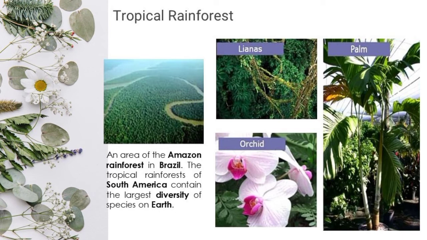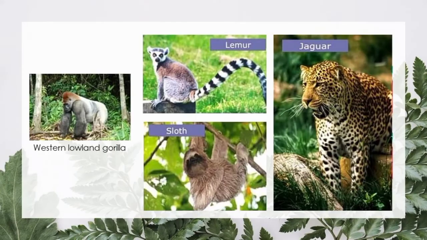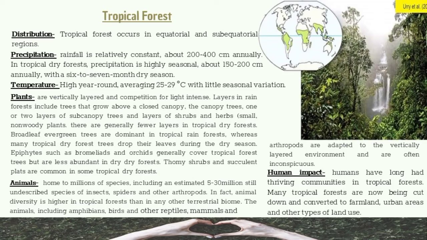Again, I want to emphasize that tropical rainforests in South America contain the largest diversity of species on Earth. So more organisms, you can find jaguar, lemur, sloth, and gorillas in tropical rainforests. To sum up, tropical rainforests are found in the equatorial and subequatorial regions. So we have South America, Africa, Asia, Southeast Asia, and even Australia.